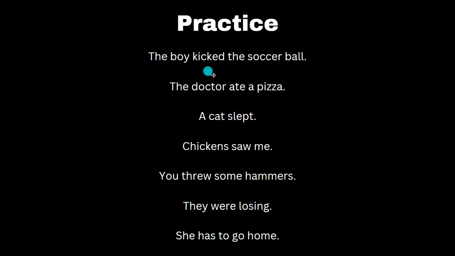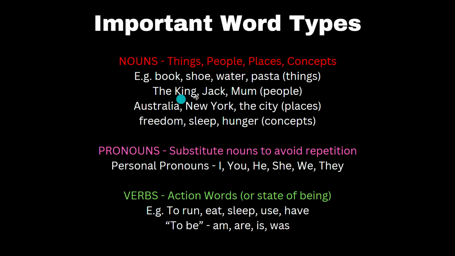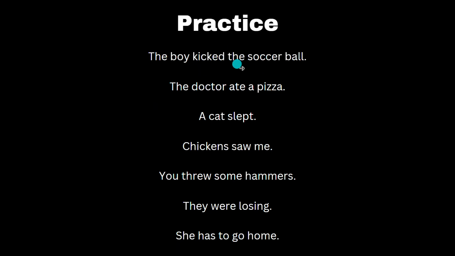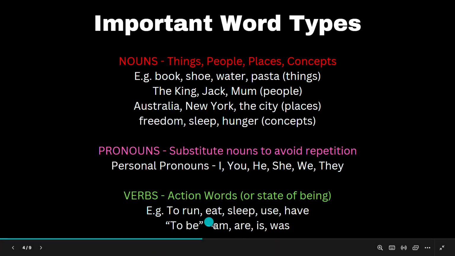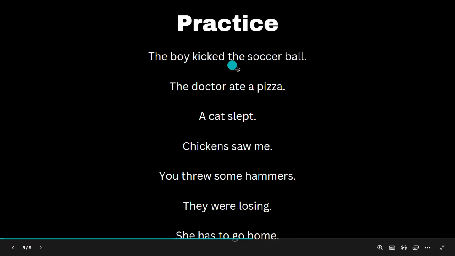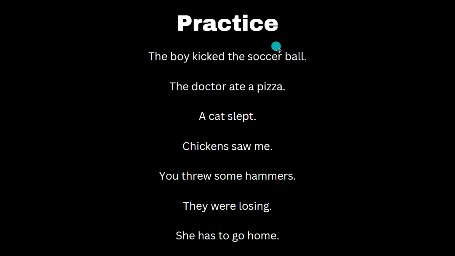Okay, if you haven't decided yet, I'm just going to say what it is. In this first sentence, the boy kicked the soccer ball. The boy is a noun because it's referring to a person. The word kicked is a verb because to kick is an action word. And then the soccer ball is also a noun. It's the one that's being kicked, not the one doing the kicking. So we've got the boy, noun, kicked, verb, the soccer ball, noun.